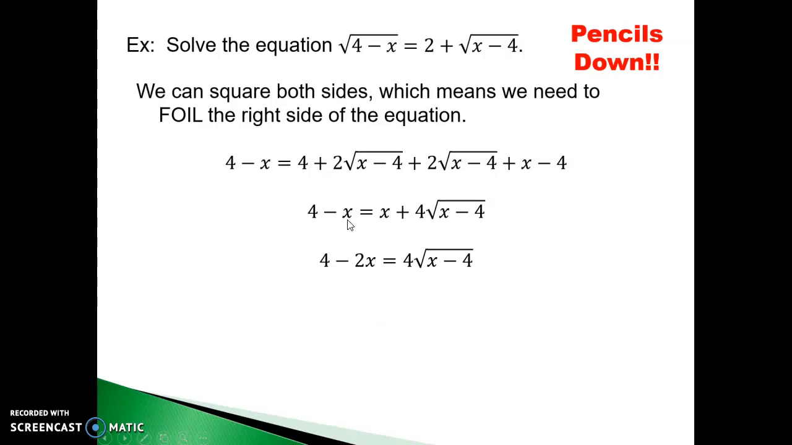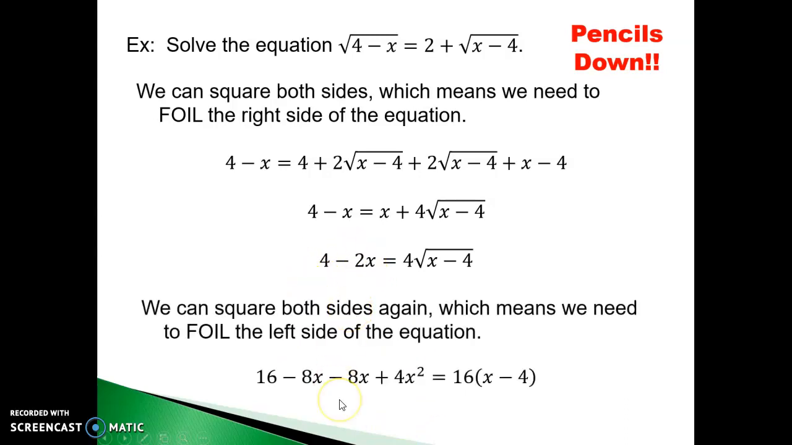Oops, a little too fast. We've got 4 minus 2x is equal to 4 times the square root of x minus 4. And since I can't divide both sides by 4 nicely, I'm going to go ahead and square both sides again because I need to get rid of that radical, which means I'm going to have to FOIL this left-hand side again. And so when we FOIL, we would get this answer.